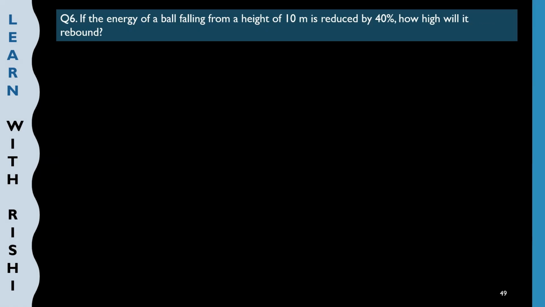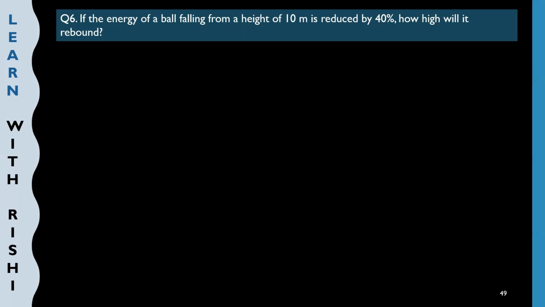If the energy of a ball falling from a height of 10 meters is reduced by 40%, how high will it rebound? Now this question is also different from other questions. So let us understand what the question says. At a particular energy, let's say x joules, the ball was falling from a height of 10 meters. Now I'm reducing this energy by 40%, so x joules minus 40%. Then at what height will the ball rebound? That I have to find. So I hope you got the question.